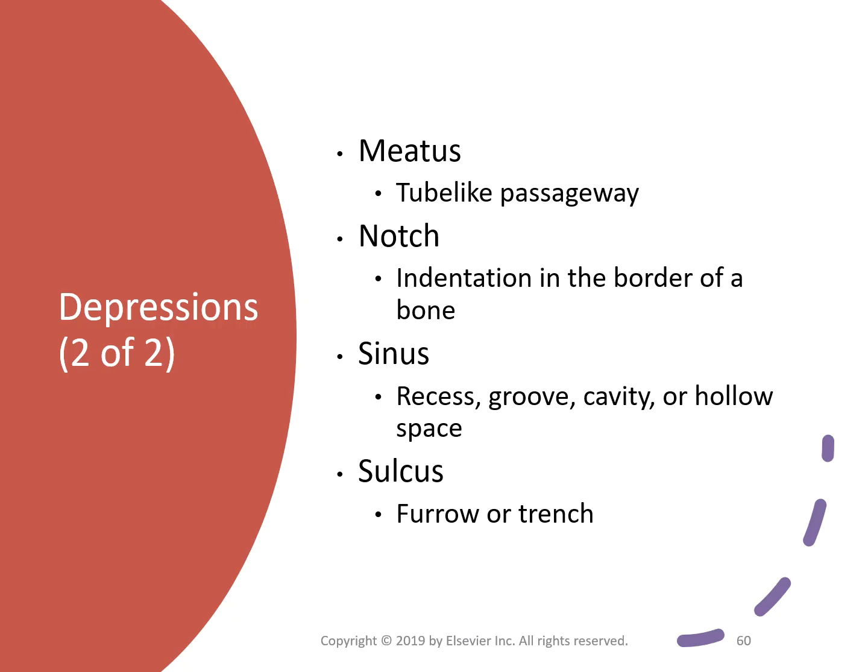A notch is an indentation in the border of a bone. We'll see one of those in the scapula. Think like the back sights on a rifle, okay? That kind of notch, all right?